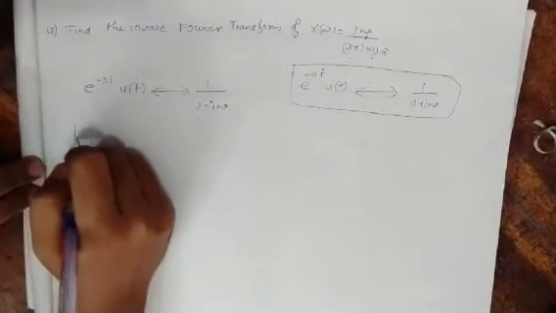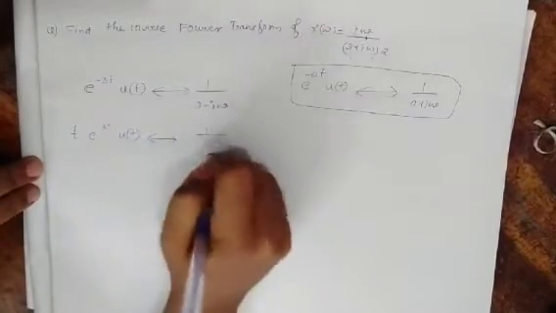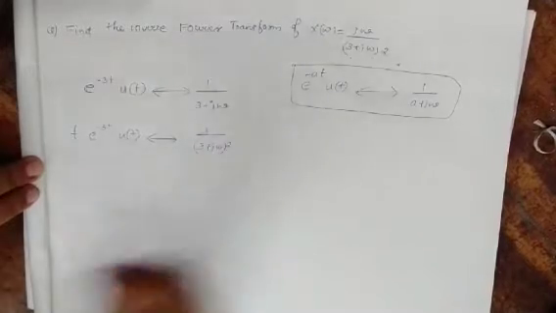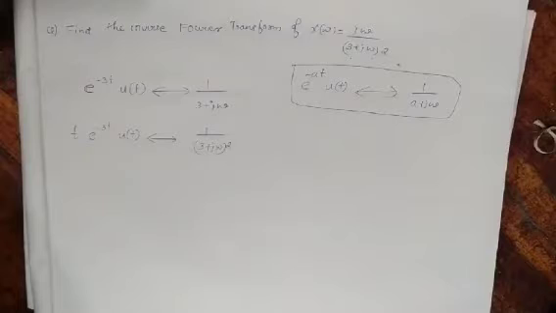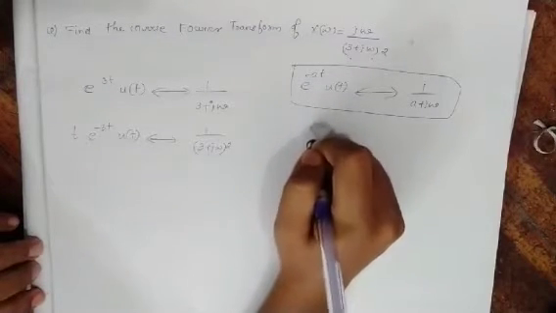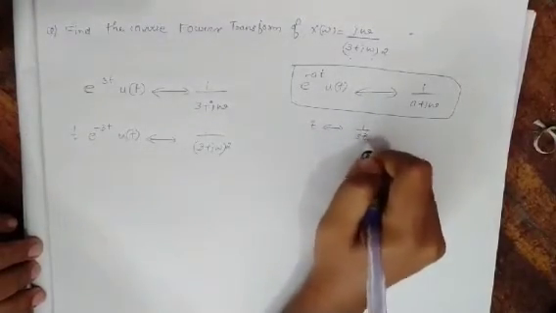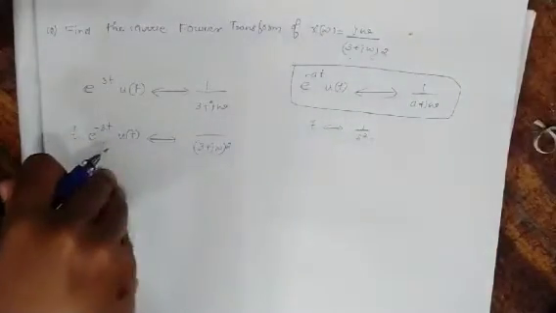Okay, now see, t into e raised to minus 3t u of t will give 1 divided by 3 plus j omega the whole square. I think you all are familiar with this property of Laplace transform, where t has a Laplace transform of 1 divided by s square. The same thing is used here.